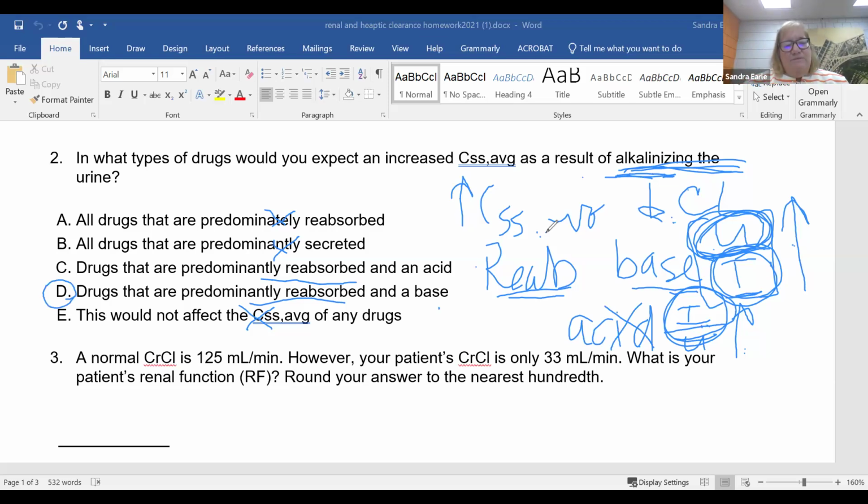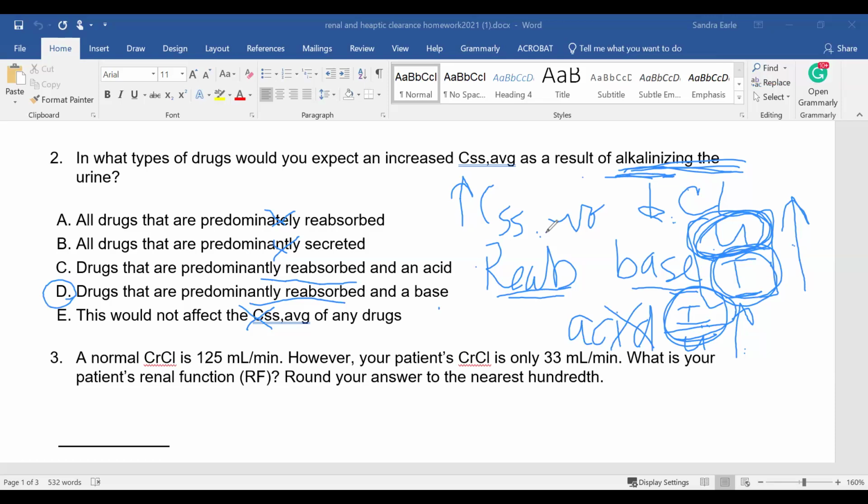Does that make sense to everybody? Yes, can you explain the acid part though? So if we alkalinize the urine, pH goes up, so it favors the ionized form, and then I kind of lost it there. So if it's more ionized in the tubule, right, Kelly, it's going to stay there, isn't it? It's not going to get reabsorbed.